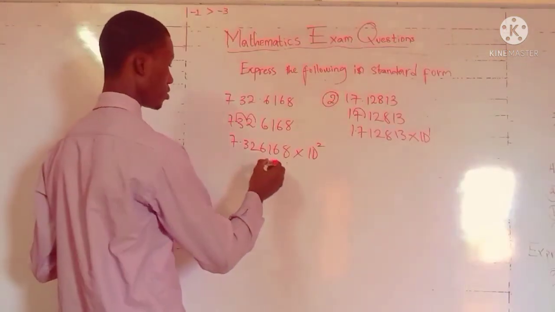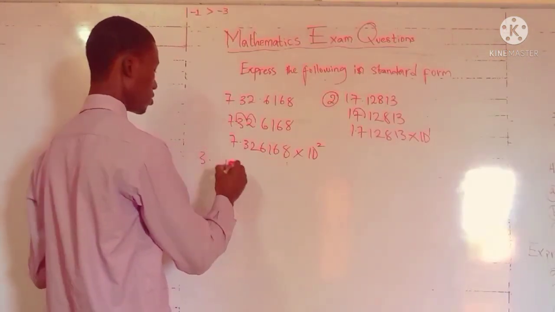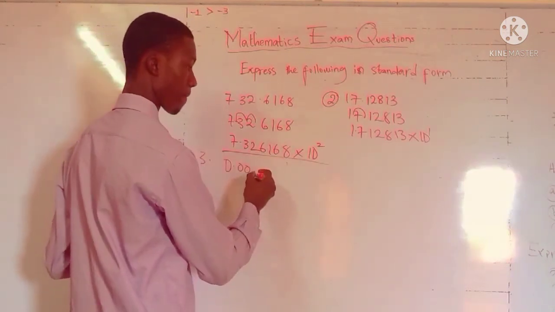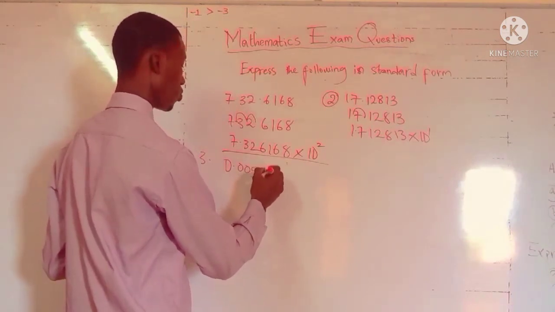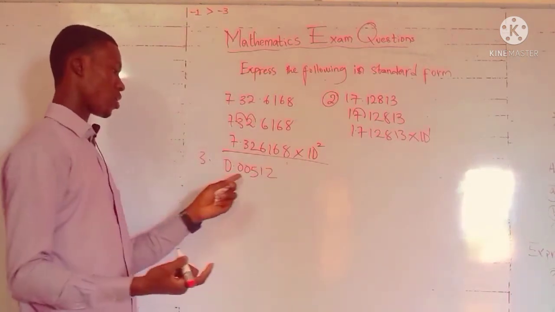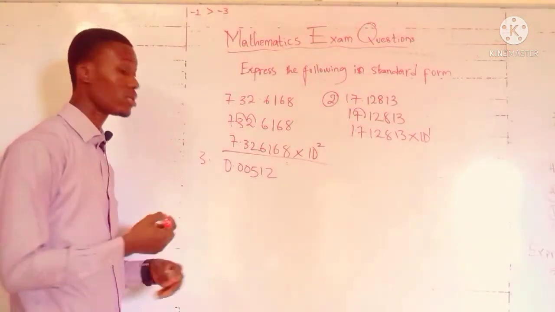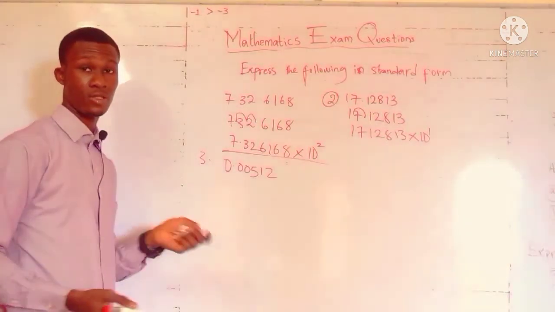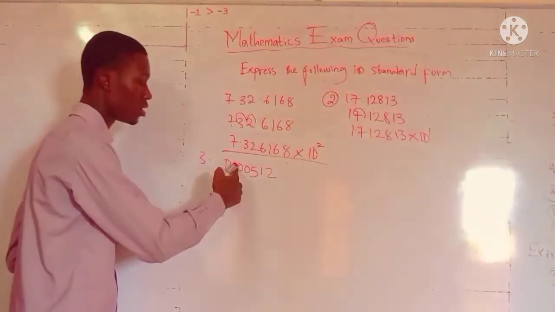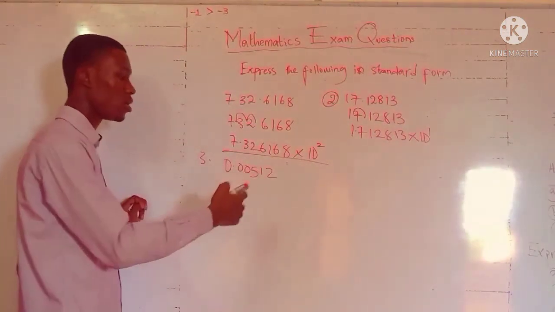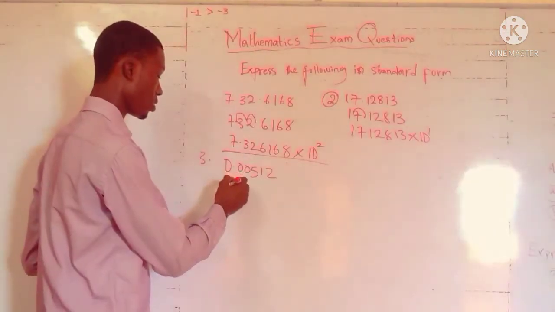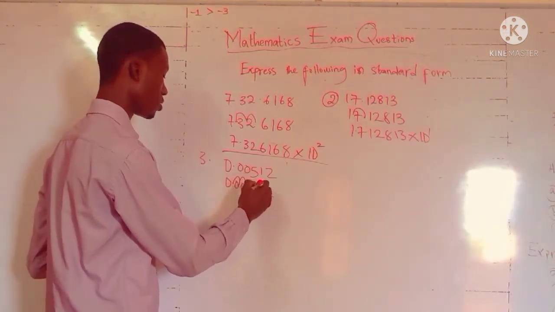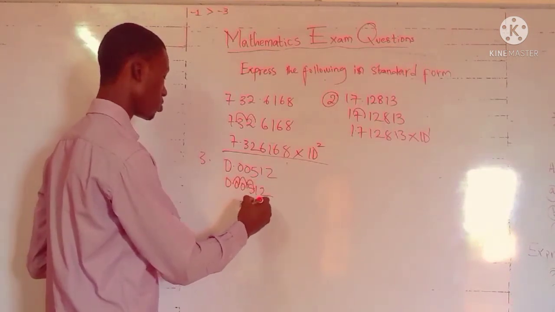Now let's move on to the next question. We have 0.00512. How do we express this in standard form? Now this is 0.00, so all these zeros really don't matter to us. The zeros are not important. We move the decimal point and place it in front of the first number, which is 5. So we repeat the number again so we can mess it up. We move 1, 2, 3. Now our answer becomes 5.12.